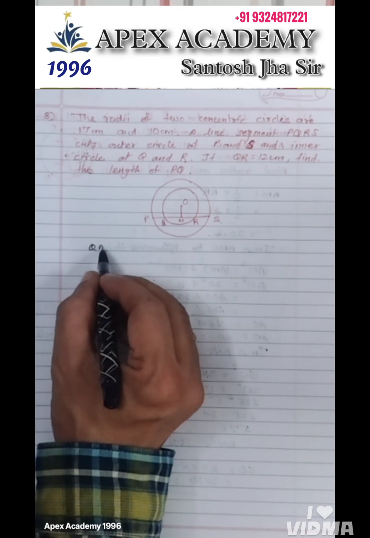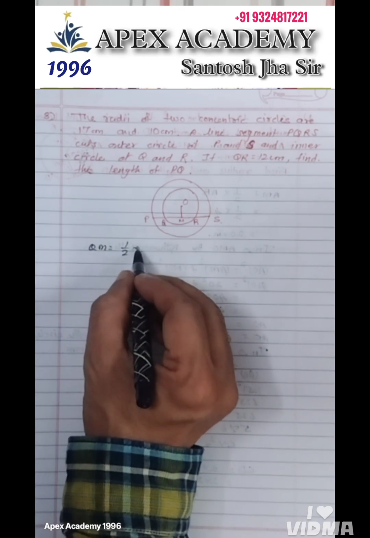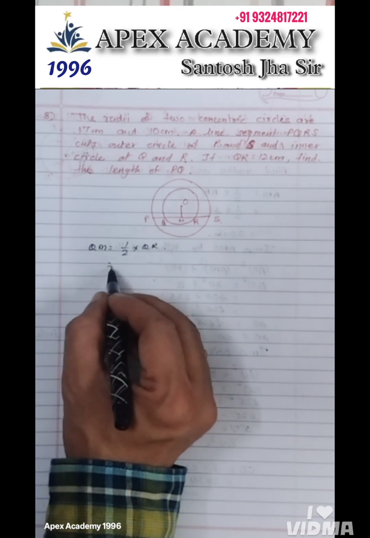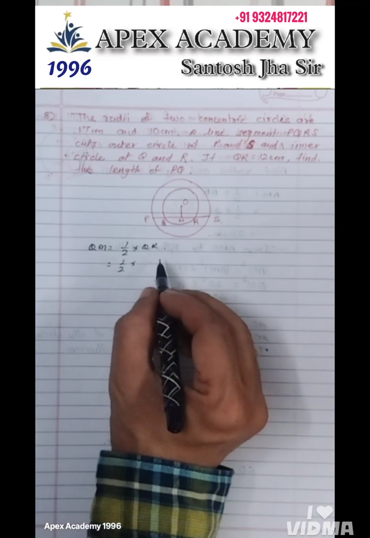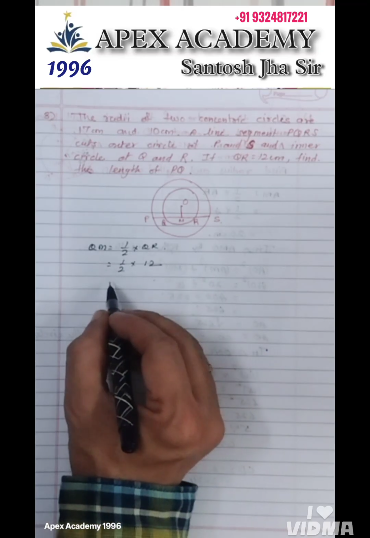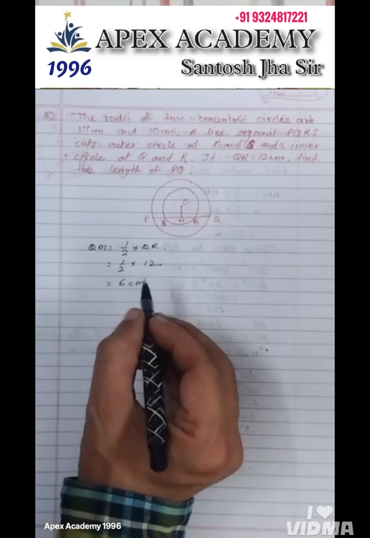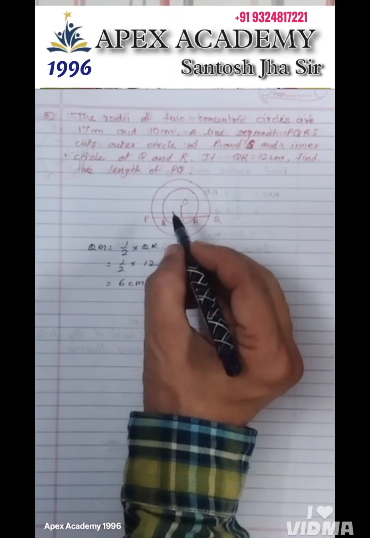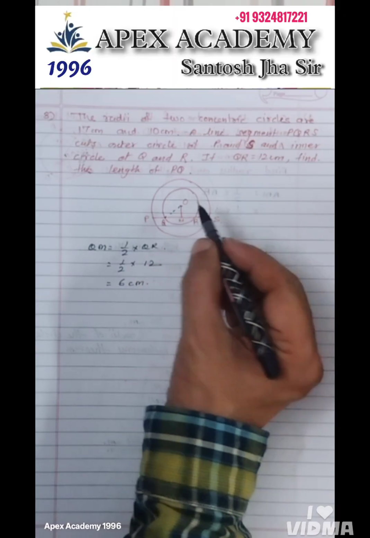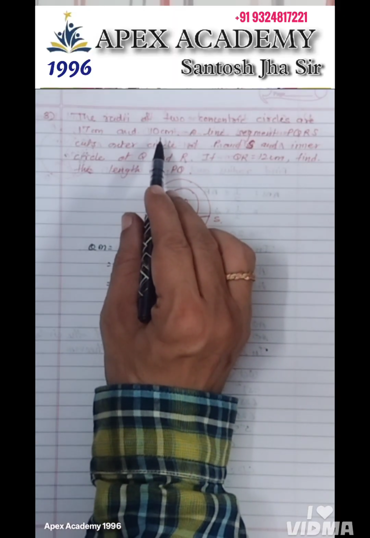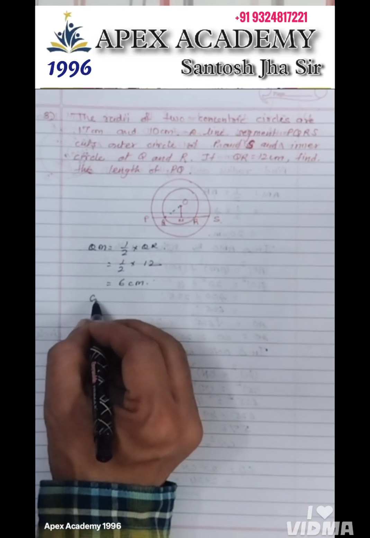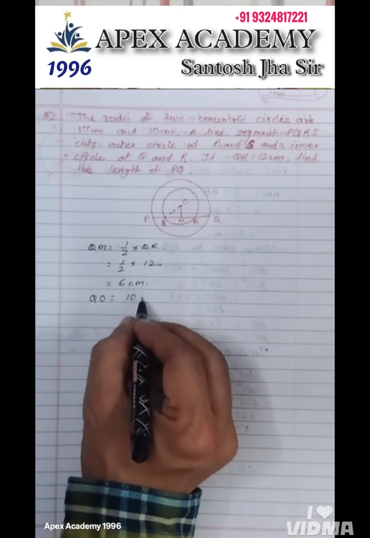QM will be half of QR. So that is half of 12, so we'll get 6 cm. So QM we got 6 cm. Radius QO is already given. The smaller radius is 10 cm. So QO is 10 cm.